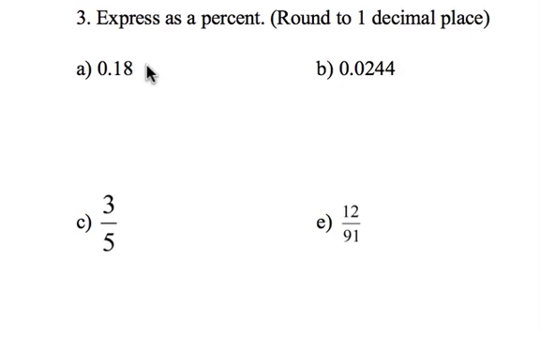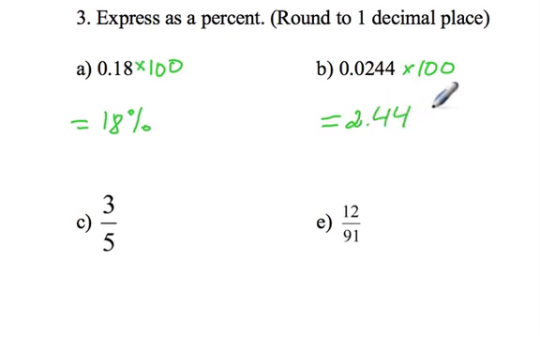Here we have a number and we have to express it as a percent. Remember that we multiply by 100 to do that. So times 100 equals 18%. And question B, same thing, times 100 equals 2.44%.